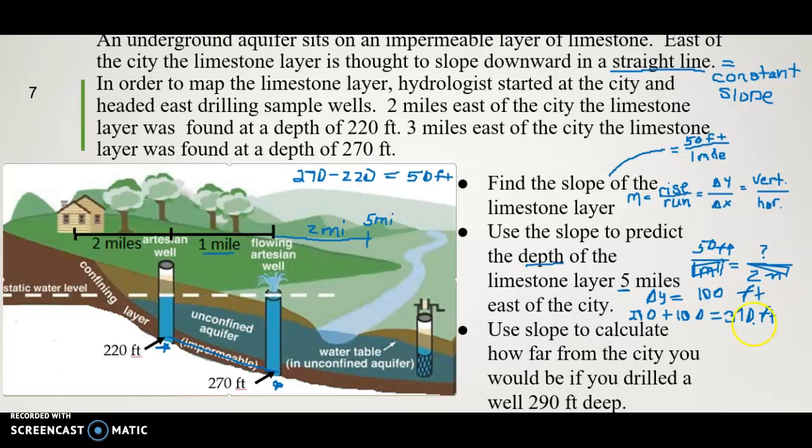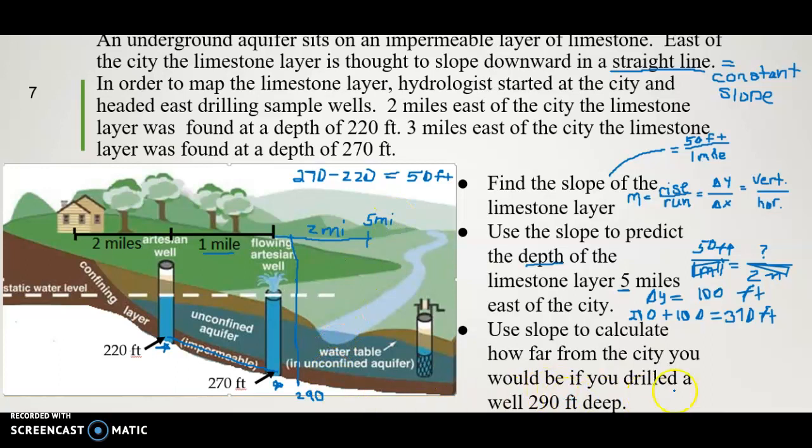All right, so the last question on this slide is use slope to calculate how far from the city you would be if you drilled a well 290 feet deep. From the picture, 290 feet would probably be like here, because it's just a little bit deeper than 270. If I had to make an educated guess, I would guess that it's 3 point some miles from the city. So if I go up here, it's a little past the 3-mile mark, but not the whole way out here at 5.